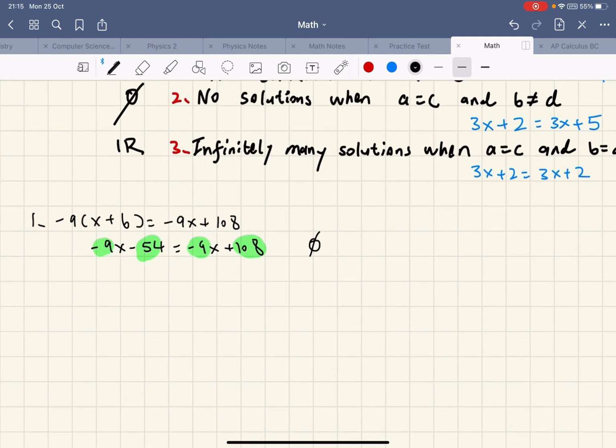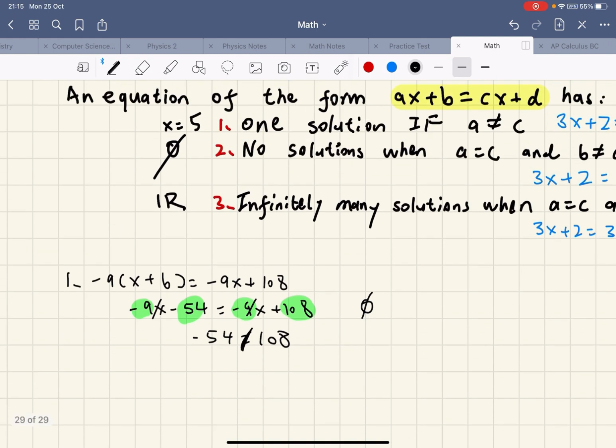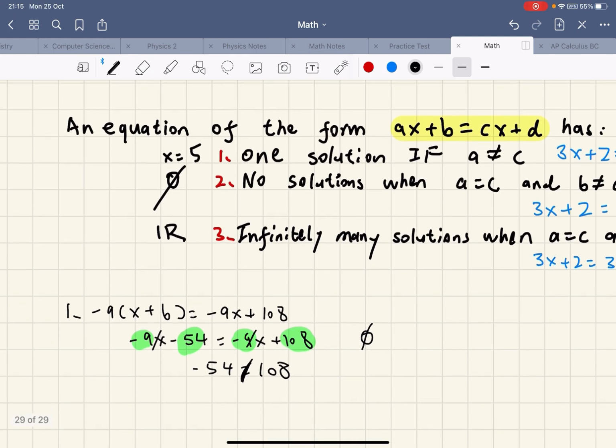However, if you're going to keep solving the equation, let's see what would happen. So negative 9x and negative 9x. You add 9x to both sides, you get 0. Right? So 9x is gone, and you have negative 54 equals 108. Obviously, this statement is not true. It is false because negative 54 does not equal 108. So that is why this equation has no solutions.